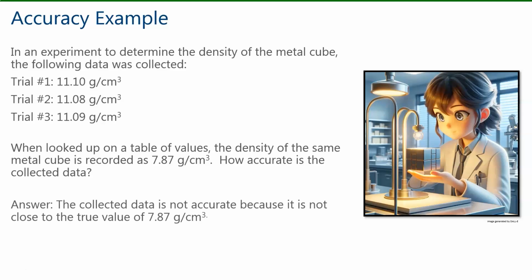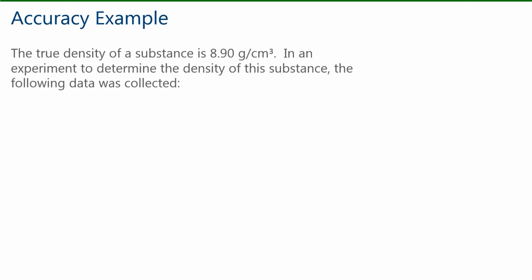The answer is the collected data is not accurate because it is not close to the true value of 7.87 grams per centimeter cubed. Let's look at another example. The true density of a substance is 8.90 grams per centimeter cubed. In an experiment to determine the density of this substance, the following data was collected.